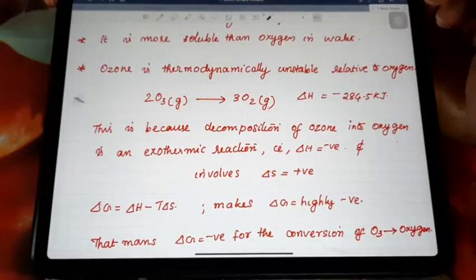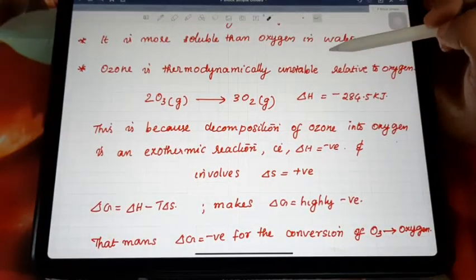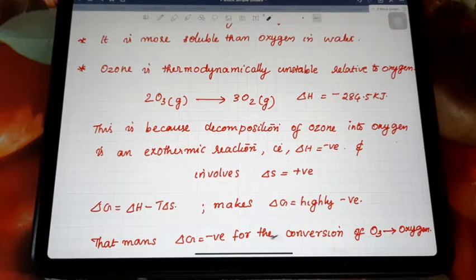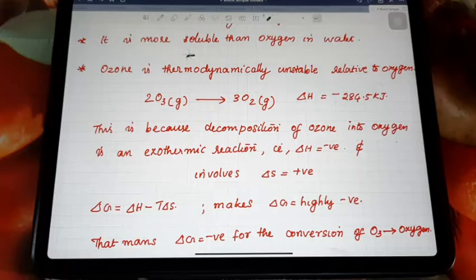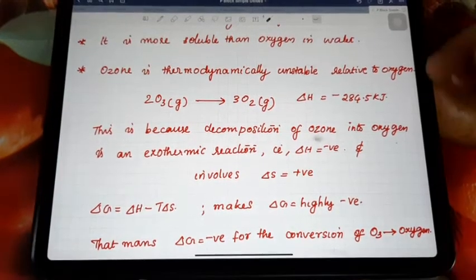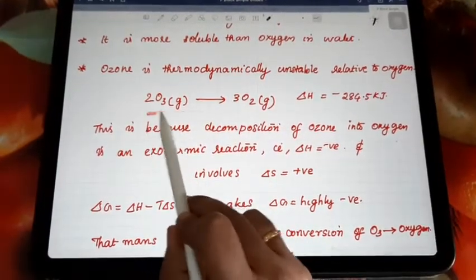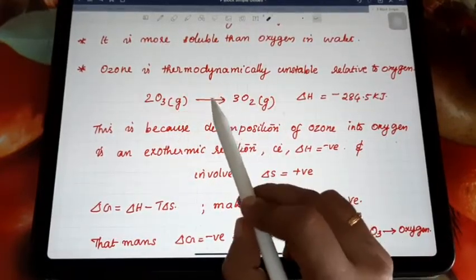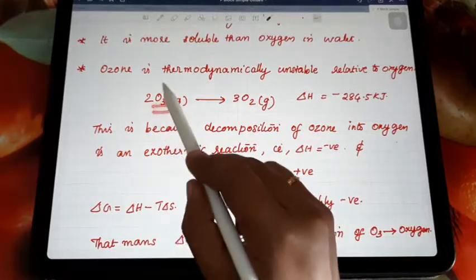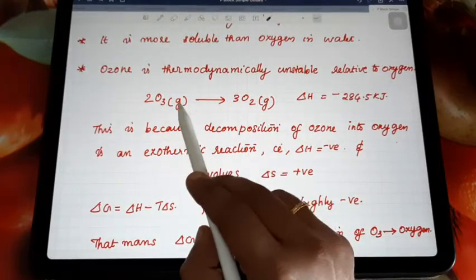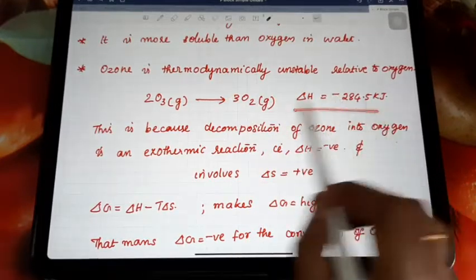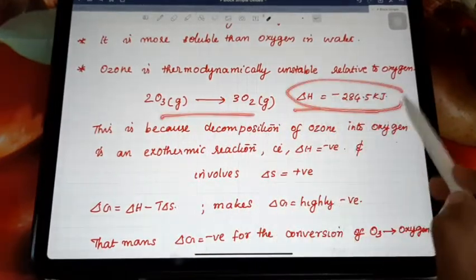Yes, the next one: ozone is more soluble than oxygen in water. Next, ozone is considered thermodynamically unstable relative to oxygen. We can explain how. Here we take 2O3. Why is it thermodynamically unstable? Because there is a chance of splitting. When it splits, it results in oxygen, and when this reaction carries on, it is an exothermic reaction.